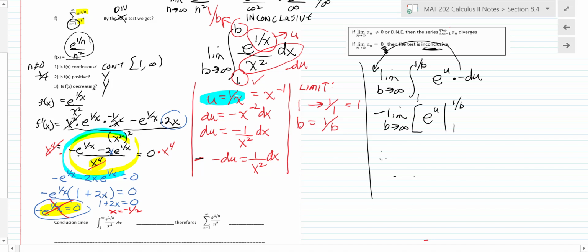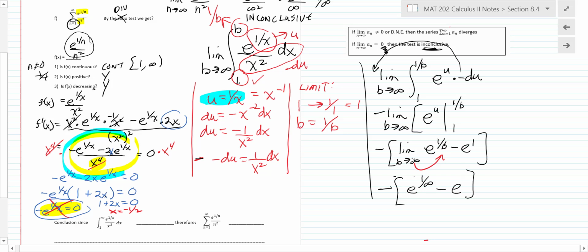Okay, right, so that's going to leave me negative limit b goes to infinity of e to the 1 over b, and then minus e to the 1, like that. Okay, let's see what we have going on then. Okay, so if you go through now and plug in that infinity, this is what you'd have. You would have negative, it looks like that would be e to the 1 over infinity minus e. That e is a constant like that. Okay, so what happens to the 1 over infinity? Where does that go? Goes to 0. Okay, so we have negative e to the 0 minus e. So that's negative 1 minus e.